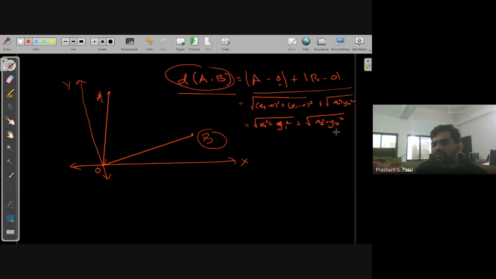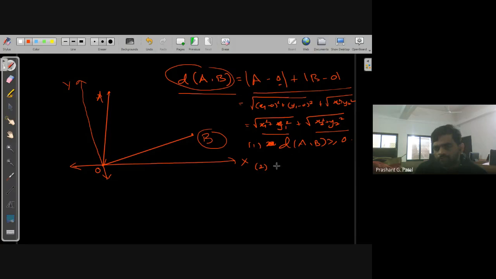Distance. Can we say this is always positive? That is the first situation. Can we say this distance between AB, which we have defined like this, is always positive? Yeah, because this is the sum of 2 positive numbers, it's always positive.